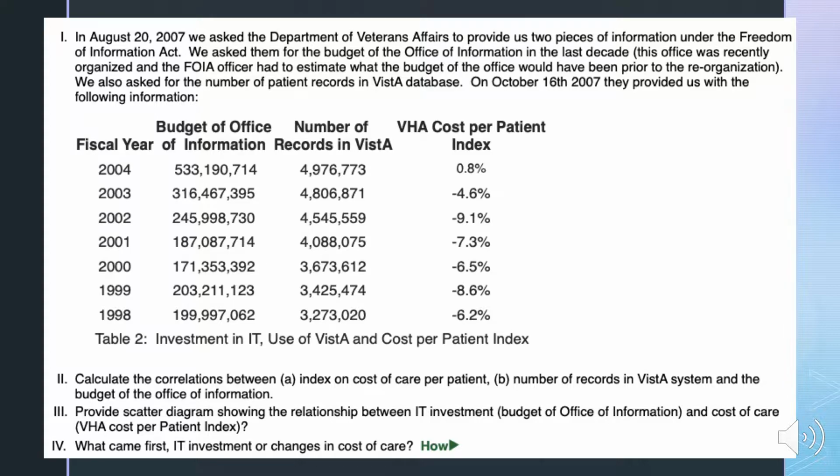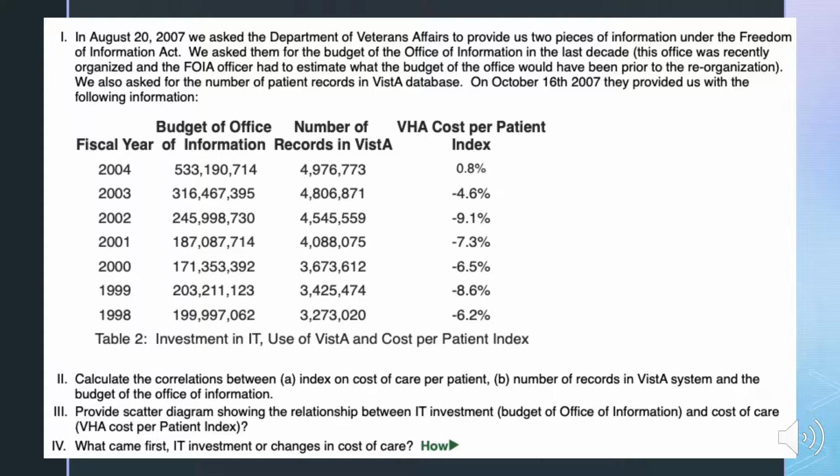So here's a screenshot of the assignment where we are given data from the Office of Information from the Department of Veterans Affairs. The data includes the budget, the number of electronic health records, and the cost per patient index for the fiscal years listed on the left.